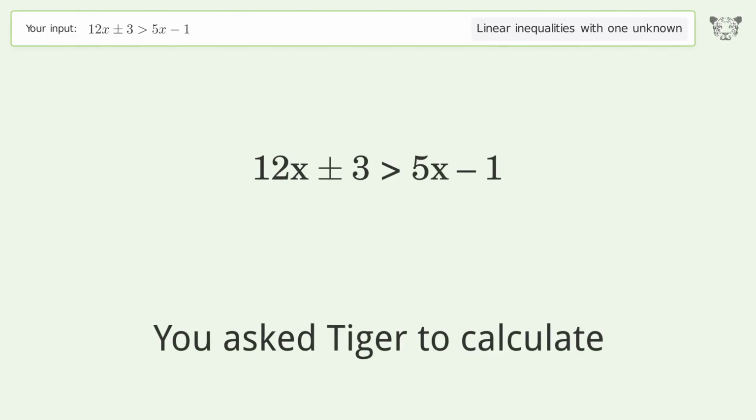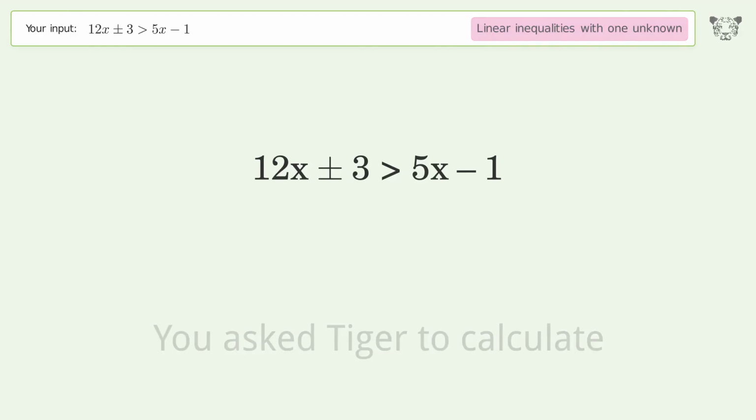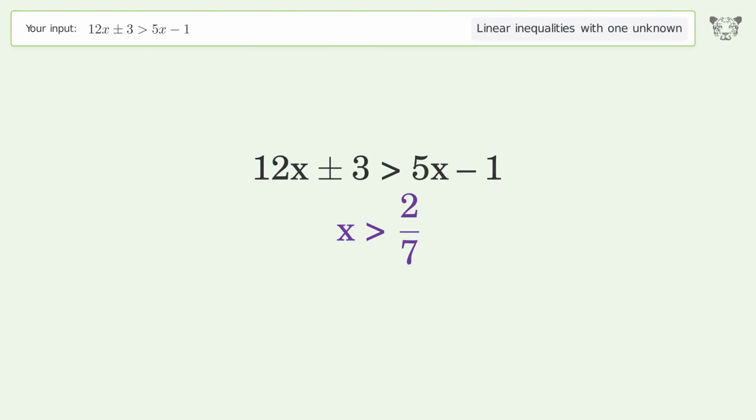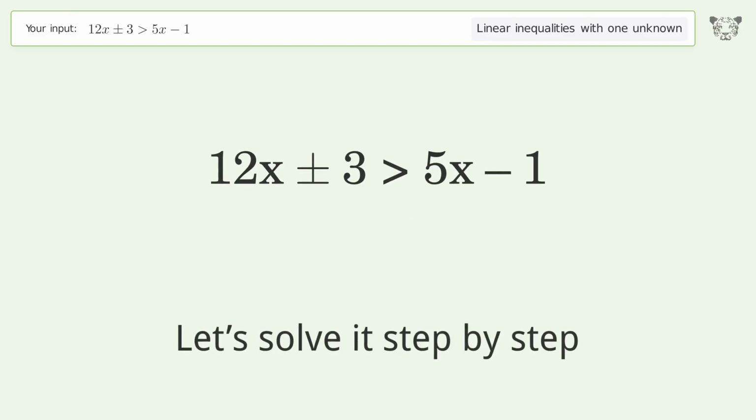You ask Tiger to calculate. This deals with linear inequalities with one unknown. The final result is x greater than 2/7. Let's solve it step by step.